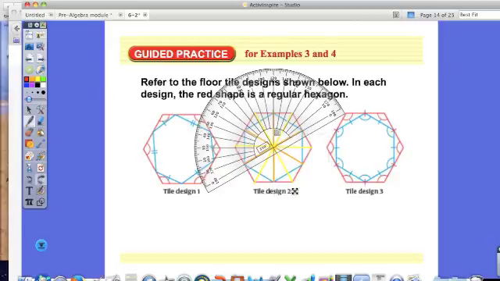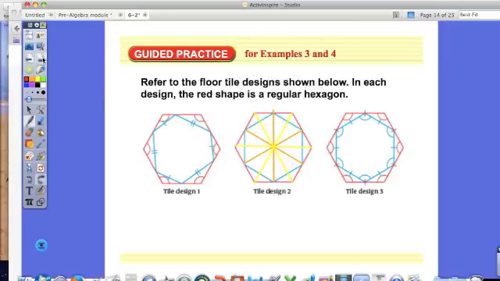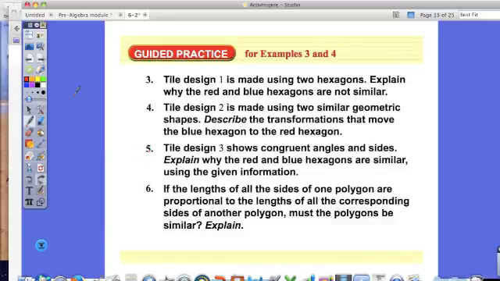Okay, I'm going to go ahead and close that now so I can look at the last problem. So when they said describe the transformation, that's going to be a 30-degree rotation. I think I said earlier dilation. We're going to actually end up using a rotation. Tile design 3 shows congruent angles and sides. Explain why they are similar using the given information.